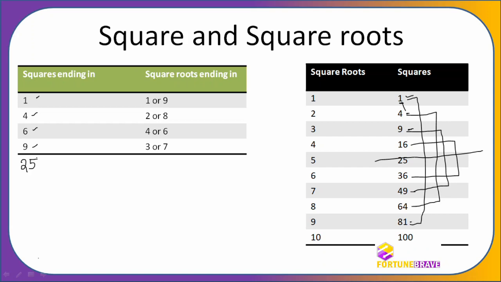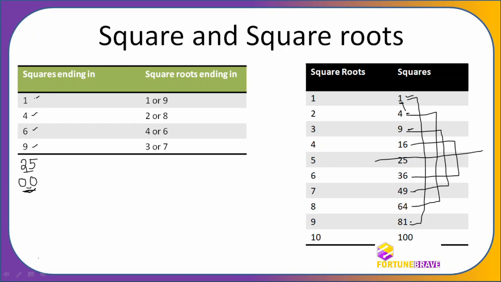25. If any square is ending in 5, it will always end in 25. And one more is 0. 0 always will come in pair. It will always come in pair. Like this, it is always smiling. So you can make a smiley face out of it. So it is always smiling. So 1, 4, 6, 9 and 25 and double 0 and double 0.